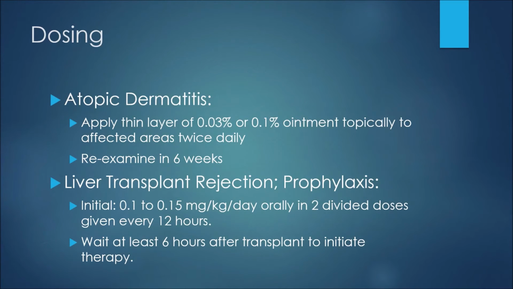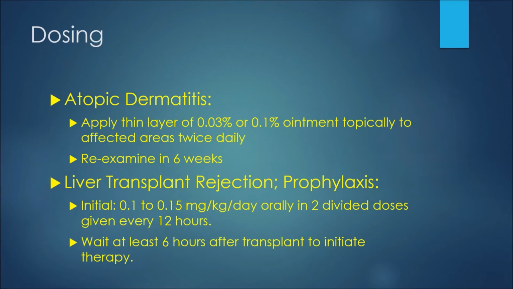Now for examples of dosing with tacrolimus. So in the treatment of atopic dermatitis, we would typically see instructions to apply a thin layer of the 0.03% or 0.1% ointment topically to affected areas twice daily. You would then re-examine in 6 weeks.